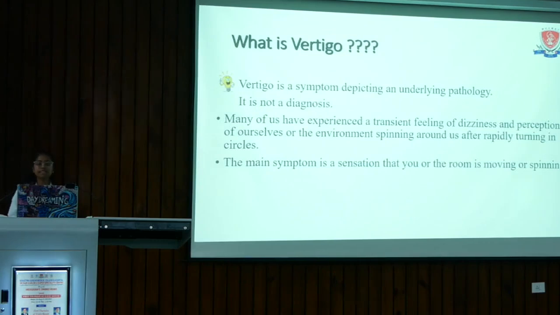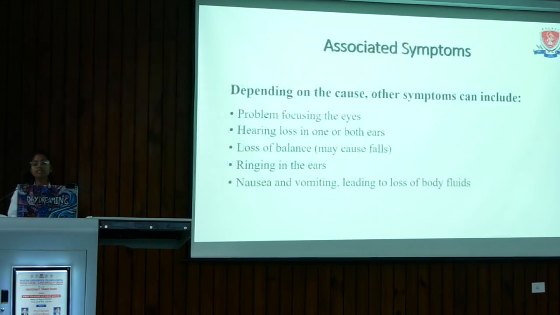Vertigo is basically a symptom depicting an underlying pathology and is not a diagnosis. Many of us have experienced a transient feeling of dizziness and perception of ourselves or the environment spinning around us after rapidly turning in circles. Associated symptoms with vertigo include problems focusing the eyes, hearing loss in one or both ears, loss of balance, ringing in the ears, nausea and vomiting.